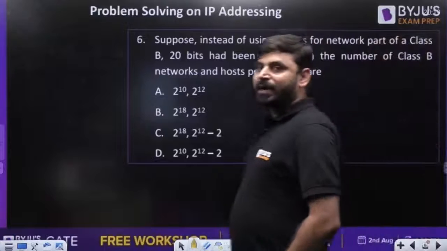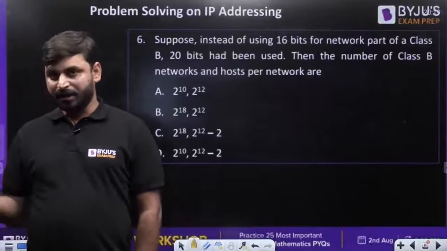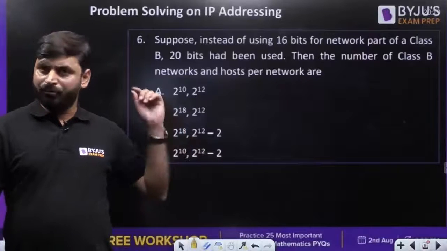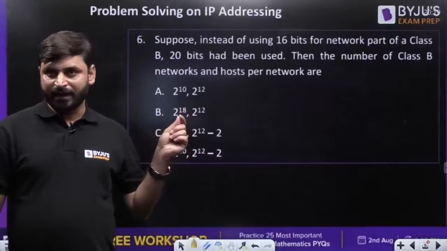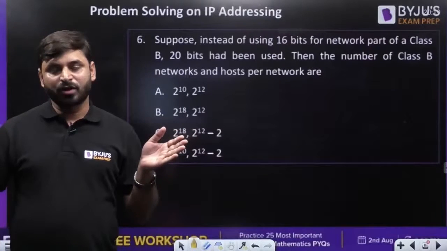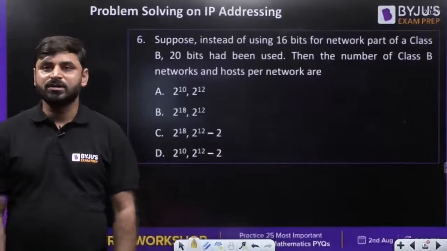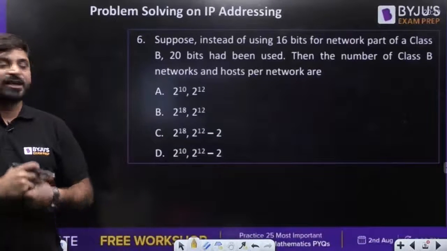Normally in class B the network ID is 16 bits and the host ID is 16 bits. But what they are saying is that we are not using a 16-bit network ID for class B. If we take a 20-bit network ID for class B, the remaining 12 bits represent the host ID. Then what are the number of networks and the number of hosts per network?